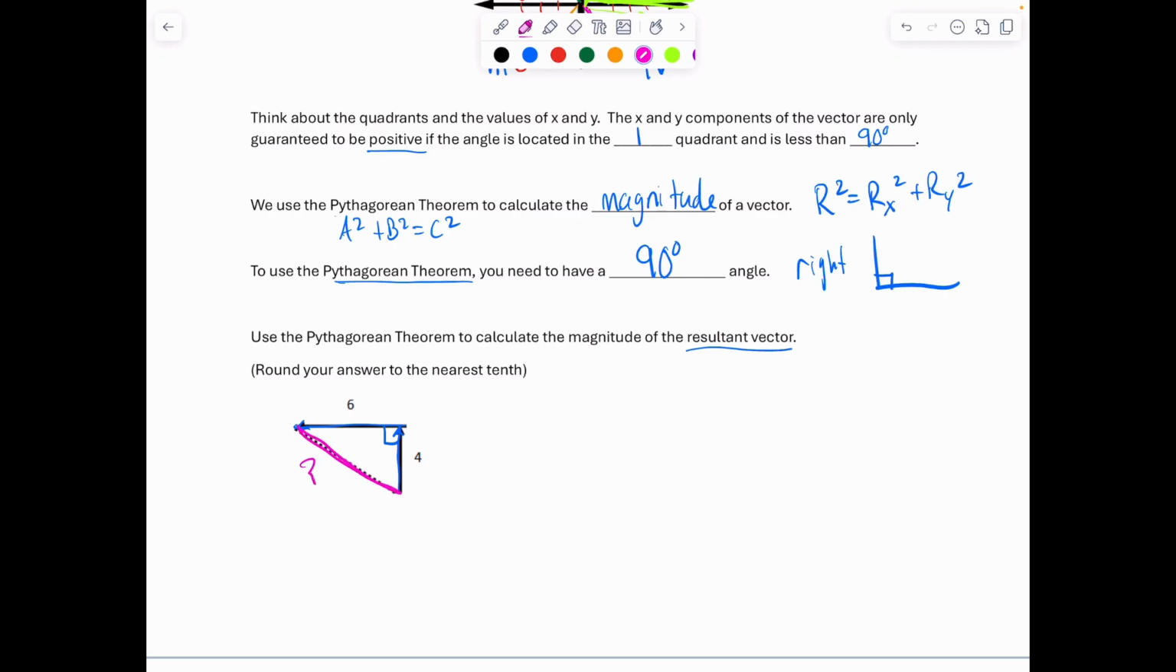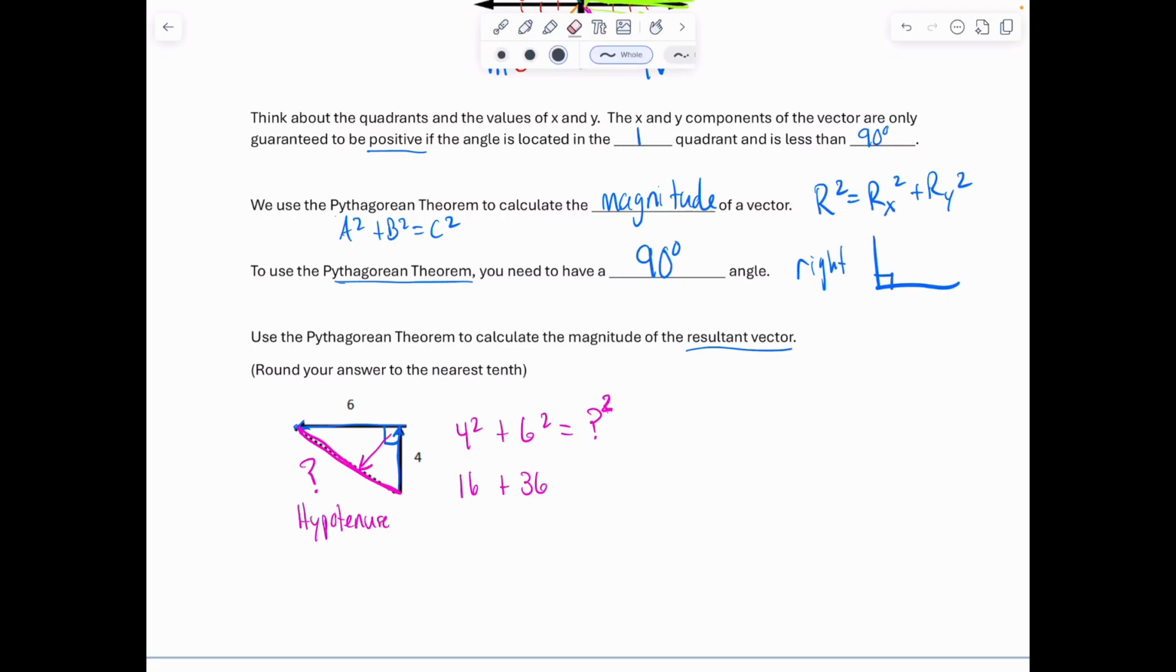So to find out what that is, because that is the one directly across from the right angle, that is my hypotenuse, I know that 4 squared plus 6 squared is going to equal my hypotenuse squared, whatever that happens to be. So 4 squared is 16, 6 squared is 36. When I add those together, 16 plus 36, we get 52.